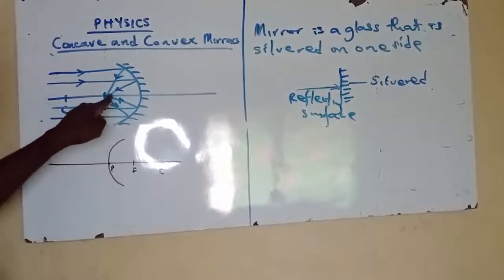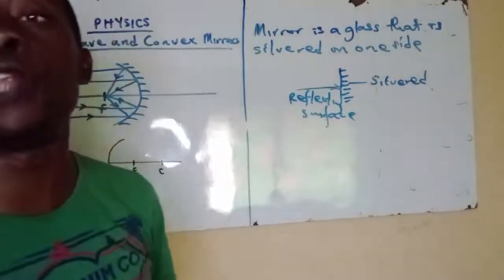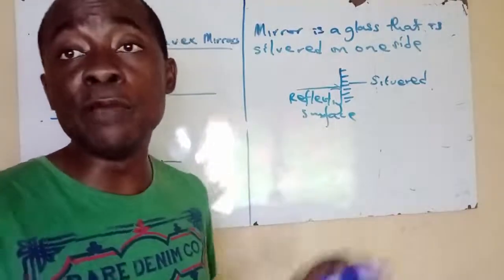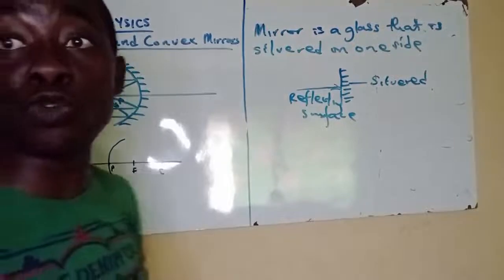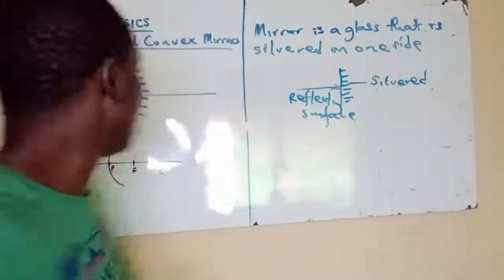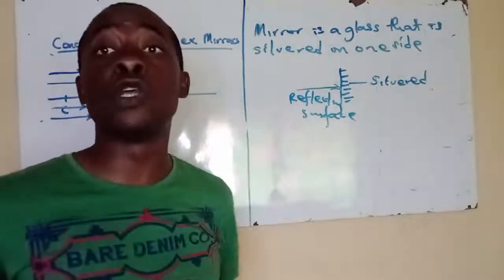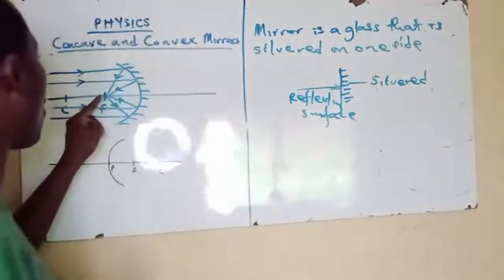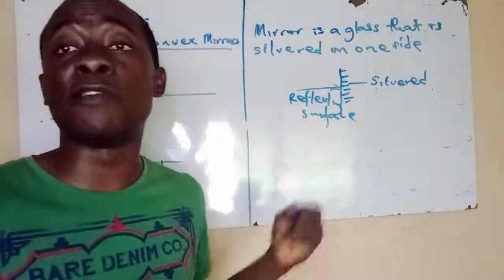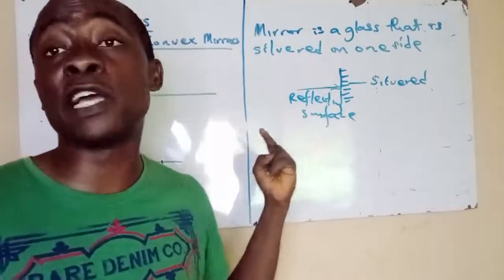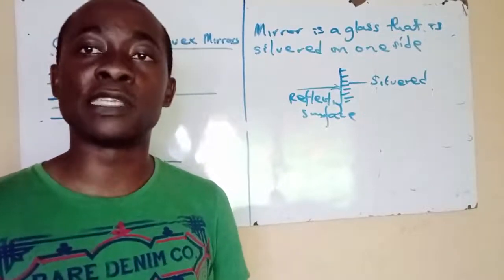A combination of rays like this is known as a beam. So this is a converging mirror, because it always converges all the rays reflected on a concave mirror. They always converge towards the focus.